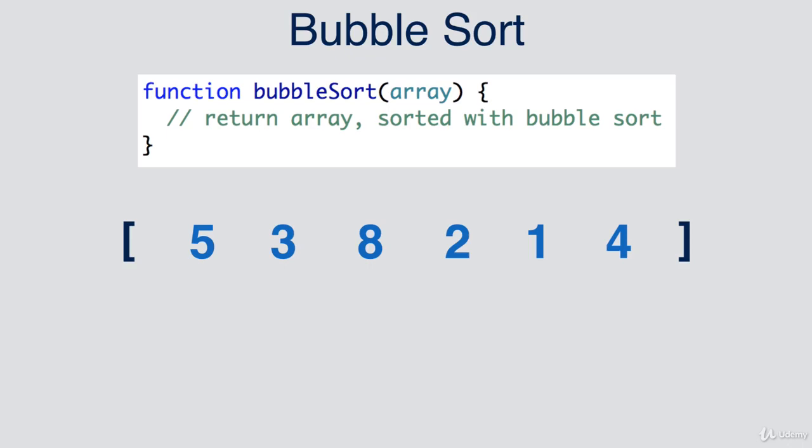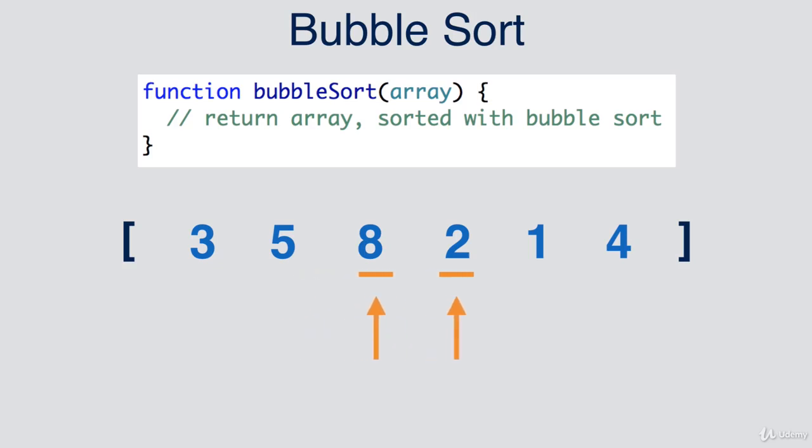So for our example case, our first comparison would be 5 and 3. Since 3 is less than 5, we need to switch these two. So that is what we do. Then we move on to the next pair, which is now 5 and 8. Since 5 is less than 8, these two are in the correct order, so we don't switch them.